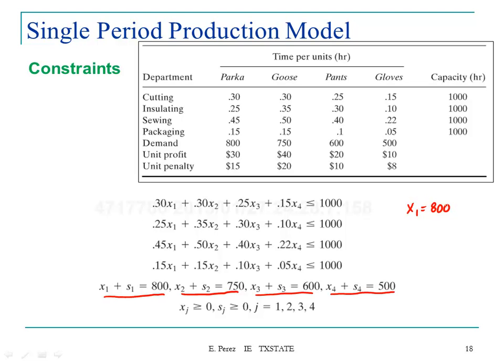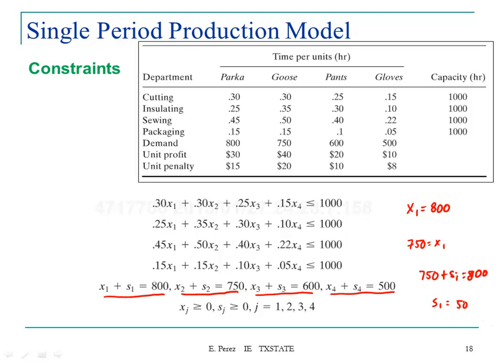Now, if you have the second variable, let's say that you are only able to produce 750, equals X1, then 750 plus S1 will be 800. So S1 will be equal to 50, and that will be the units that are going to be penalized using this cost.